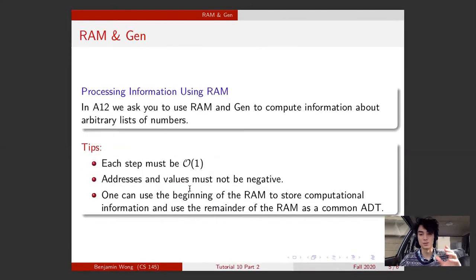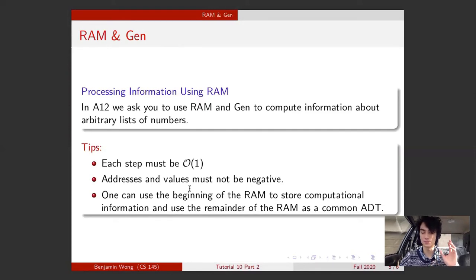I want to talk about what happens when RAM meets Gen now. So in A12, we ask you to use RAM and Gen to compute information about some lists of numbers. The first big problem to do is to take a list of numbers and then sum them all and accumulate that sum. Every step has to be O(1).